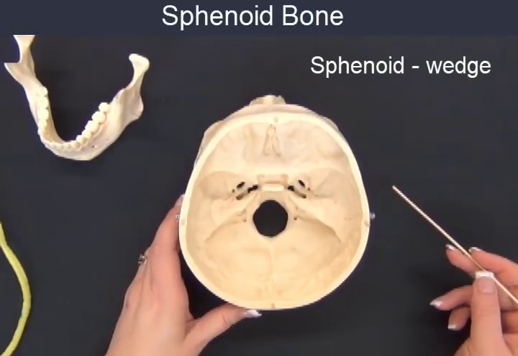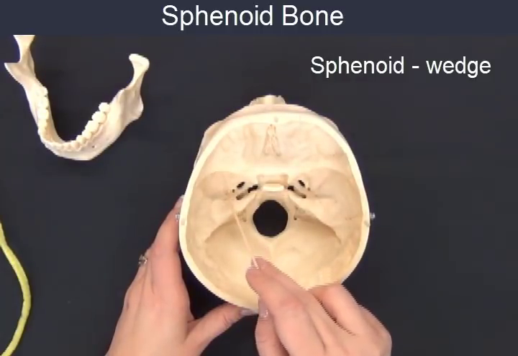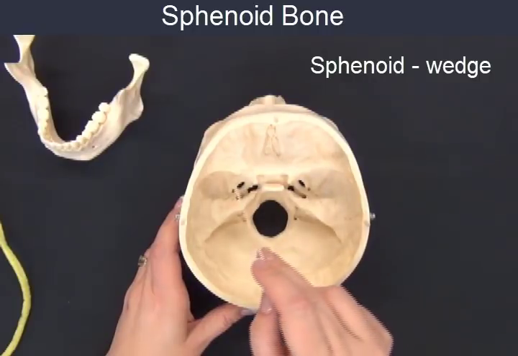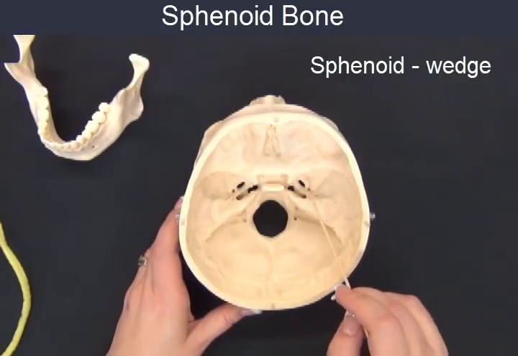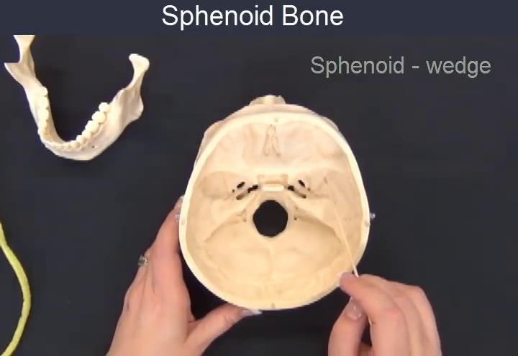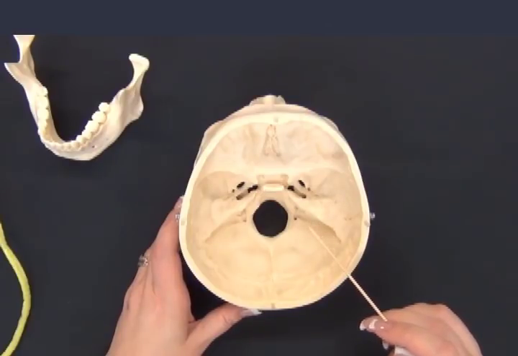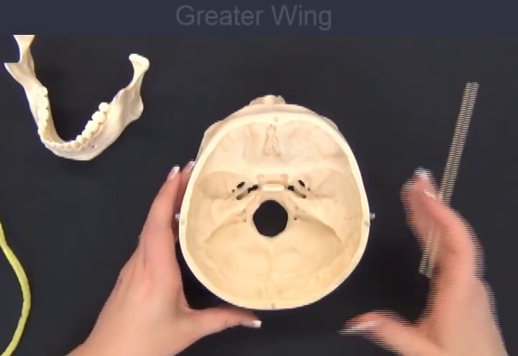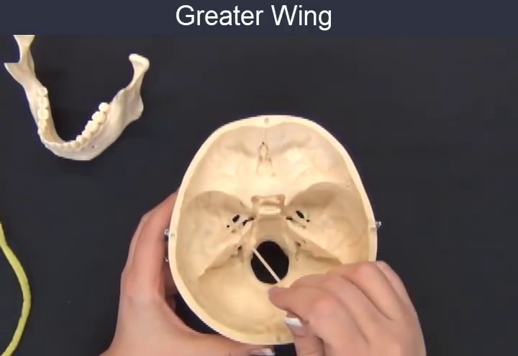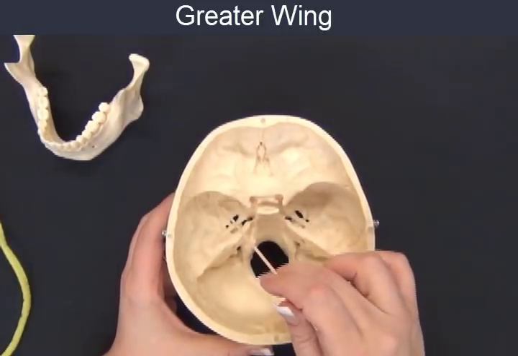The sphenoid bone is best seen in the interior of the skull. It makes up this large wedge-shaped portion in the center of the skull. Many people say that the sphenoid bone looks like a bat or a bird or a butterfly. All of these creatures have wings, and so does the sphenoid bone. The greater wing of the sphenoid bone is this part of the sphenoid bone that you find in the floor of the skull.